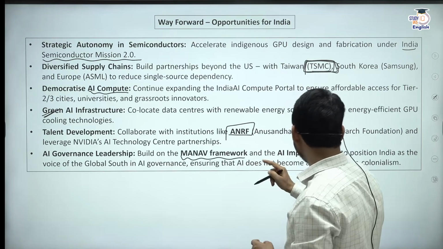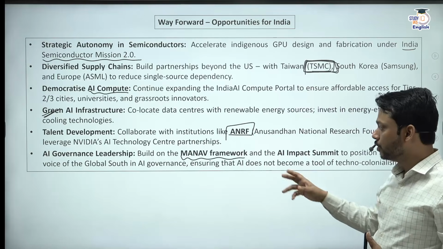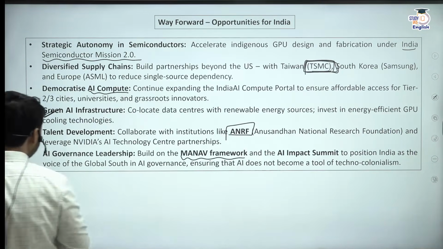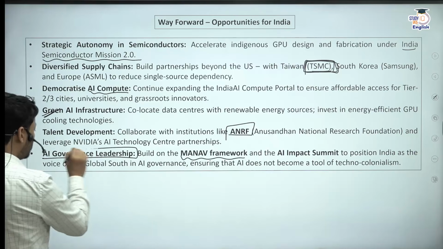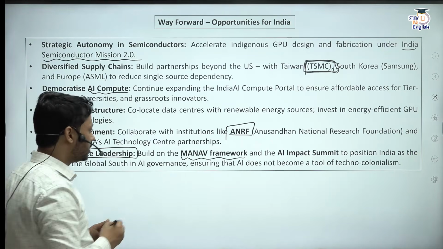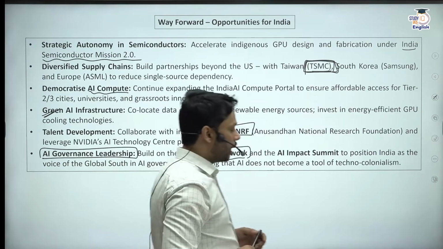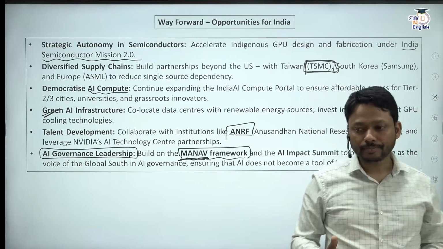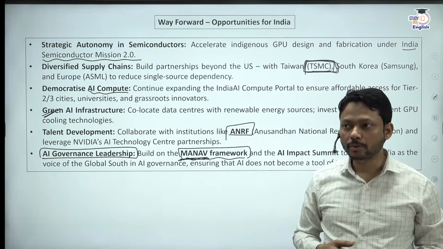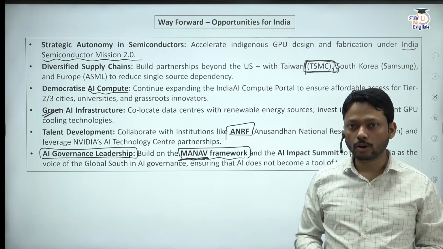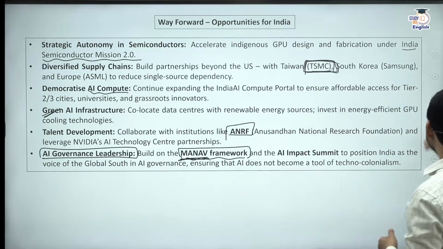In the last class, maybe, or maybe in the future videos, I'll discuss all that has happened in the recent AI summit. In the recent AI summit, the Prime Minister has given his vision of the Manav framework for AI. And that needs to be worked upon. And that ecosystem in the humane way has to be developed in a democratized world order. Okay, that is it for today.